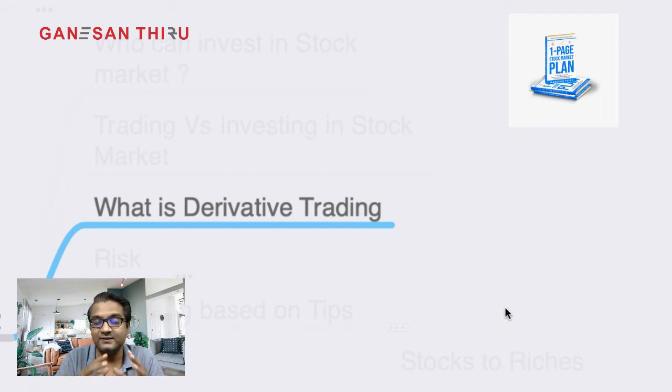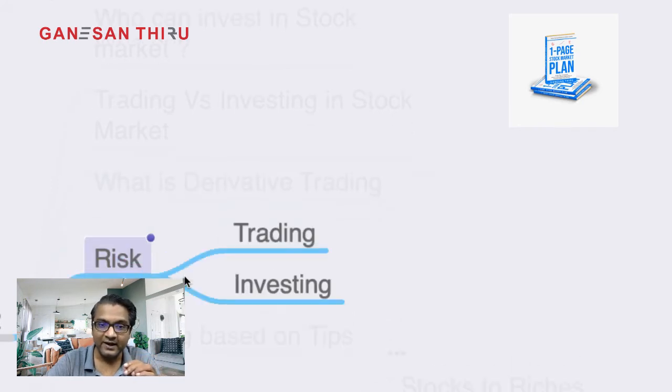So that is the biggest risk when it comes to the stock market. If you avoid derivative trading, it's well and good. And this is what even Warren Buffett has said. Derivative trading is somewhat the biggest risk anyone can take in their life. And what is the risk?